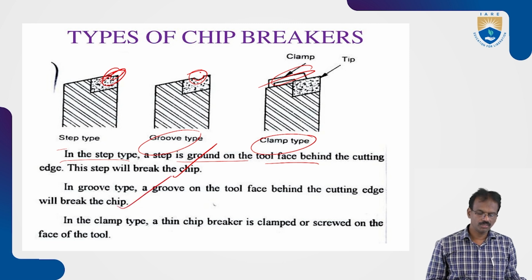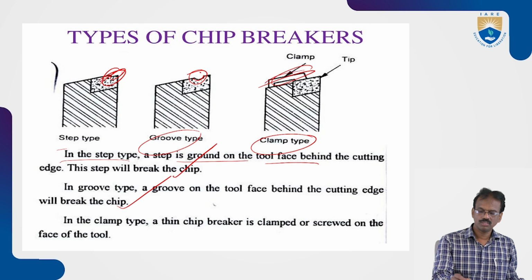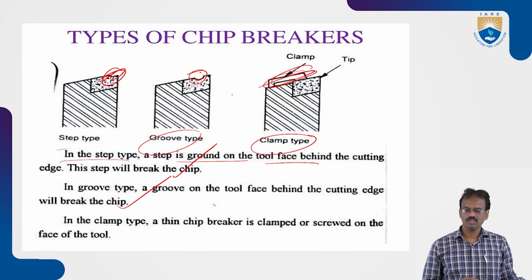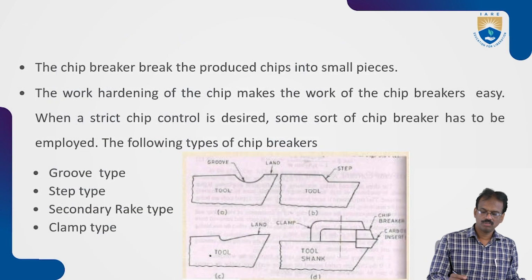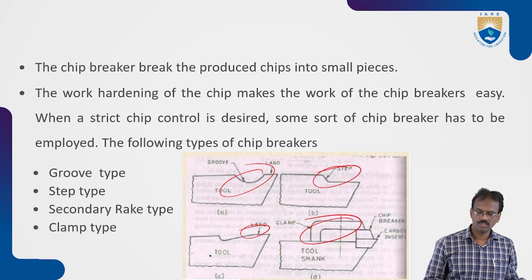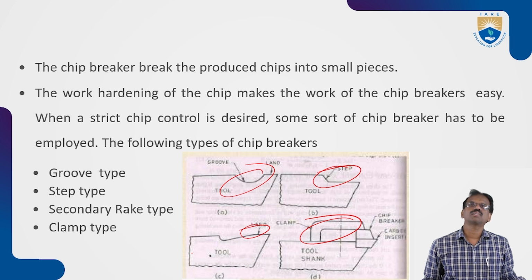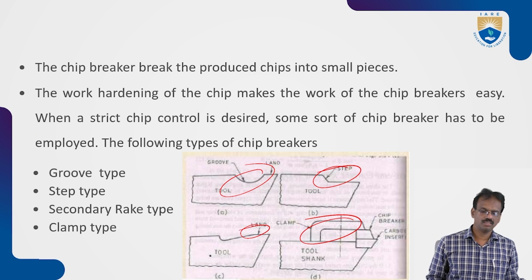You can understand this one. In the clamp type also, a thin chip breaker is clamped or screwed on the face of the tool that automatically breaks the chip also. So here you can see groove type, this one step type, and land type also, the clamp type also. So many types of chip breakers are here. You can understand this one.